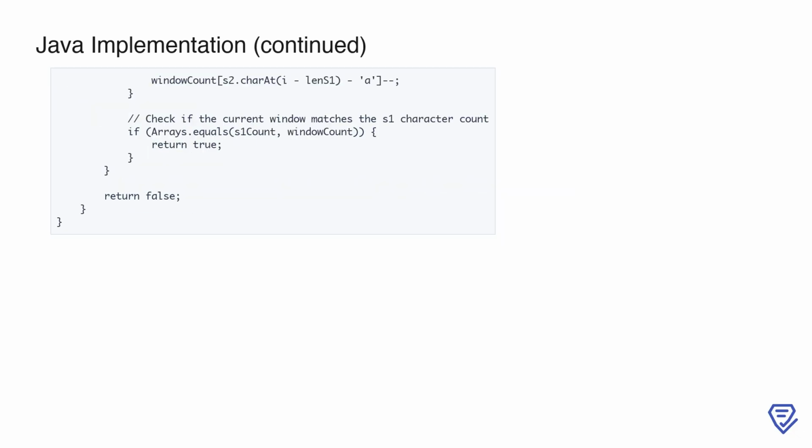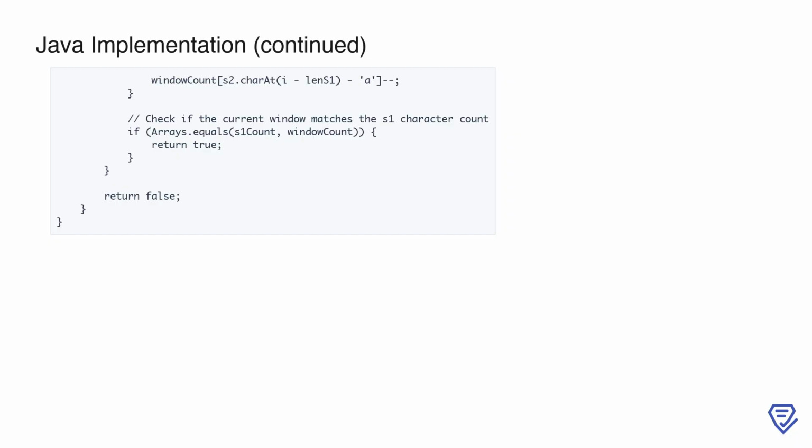When the sliding window exceeds the length of S1, we decrement the count of the character that falls out of the window using s2.charAt(i - len1). This ensures that the window count array always reflects the character frequencies of the current window of size equal to S1. At each step, we compare the window count array to S1 count using the Arrays.equals method.